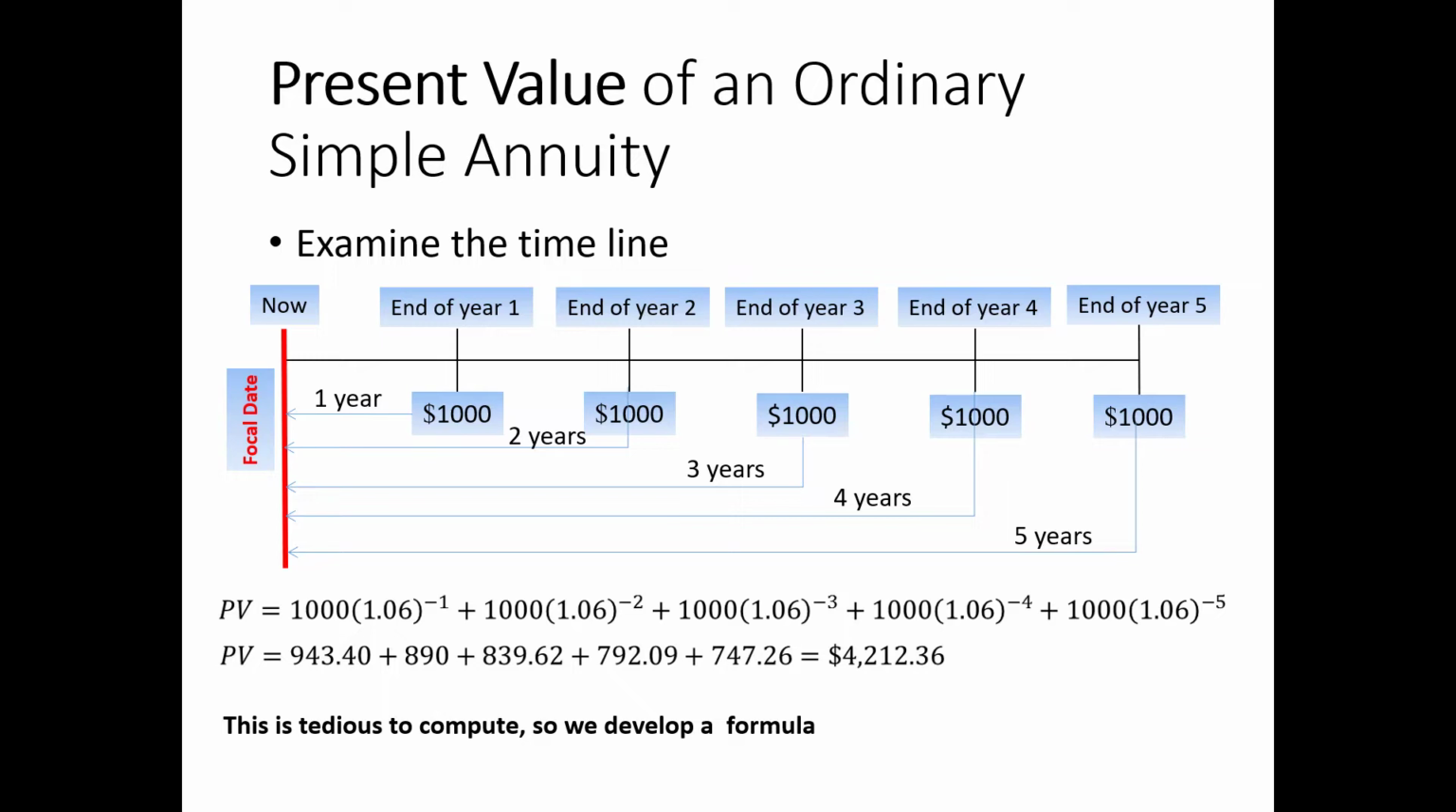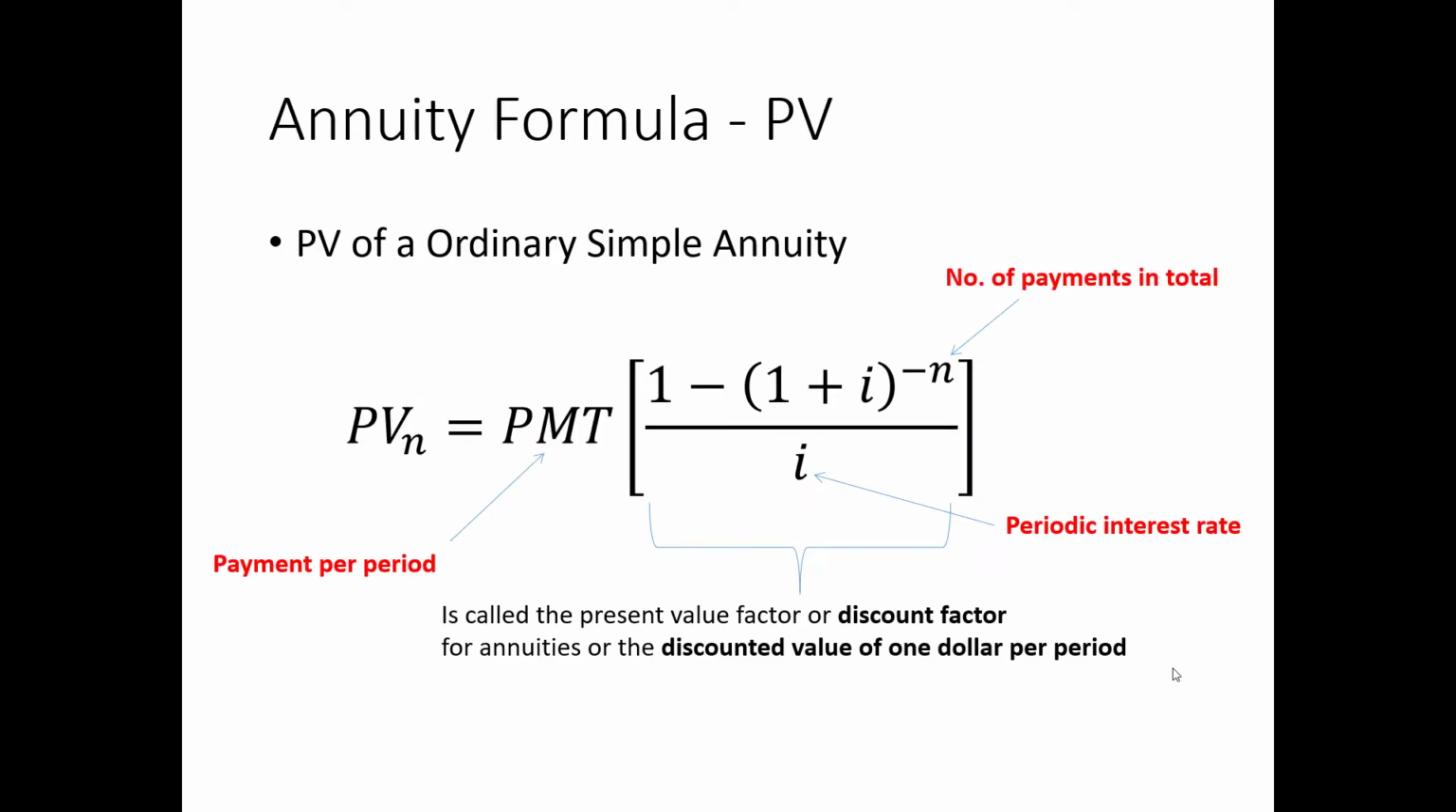But there's our structure. Focal date is today because we're finding the present value, again, as of a date before the payments are to happen. So we have a formula for that. We have the present value formula, and it's the wonders of series arithmetic again.